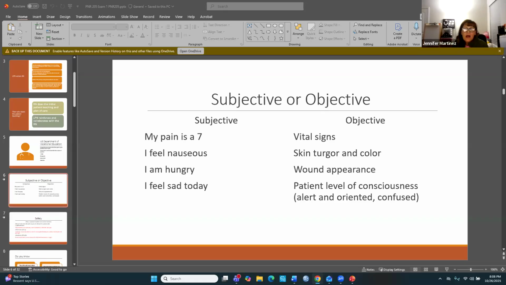Objective information, or signs, are data that we can verify. So vital signs, skin turgor, skin color, what the wound looks like, height, weight, their level of consciousness, even looking at some of the test results, whether x-ray or lab. That's all objective information. That is stuff that we can measure, that we use our senses to obtain. So subjective are symptoms, objective are signs.